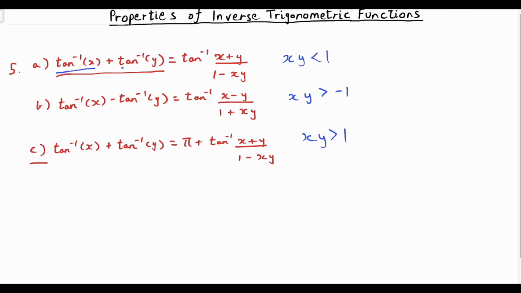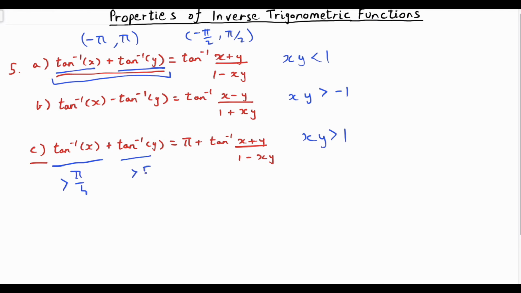Since we are adding two tan inverse functions, this LHS can have a range from minus pi to pi, but the tan inverse will only give a value between minus pi by 2 to pi by 2. If x and y are both greater than 1, then this will have a value greater than pi by 4 and this will also have a value greater than pi by 4. So the addition of these two values will give a value greater than pi by 2. Hence we add this pi term to get the solution.